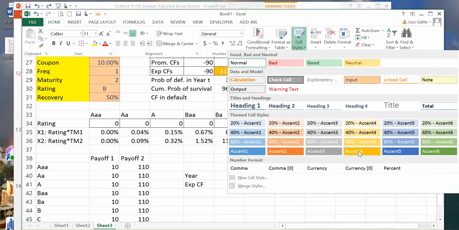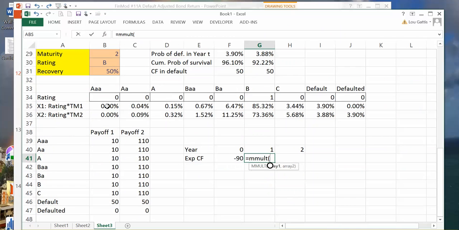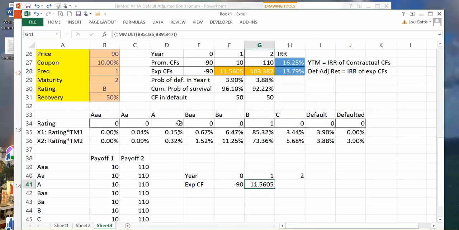So now I'm going to calculate it again, but I'm going to use matrix algebra. Equals mmult, these probabilities of entering any rating times the payoff of any rating, Control-Shift-Enter. There's my 1156. See, the same. I'll copy that over here and got to shift things around.